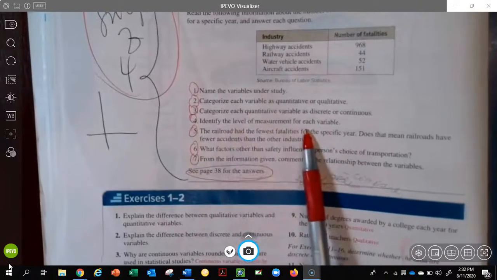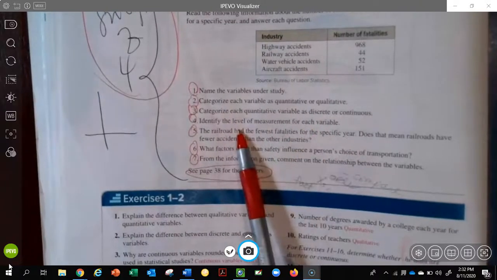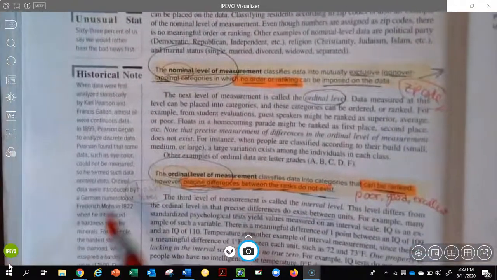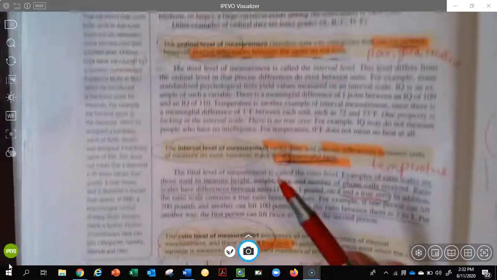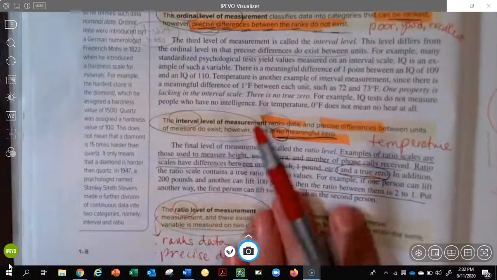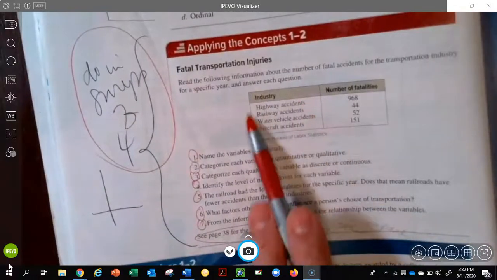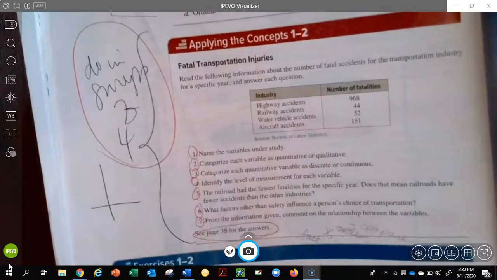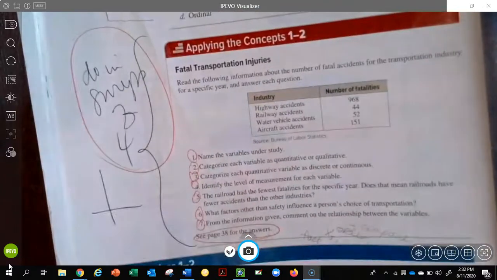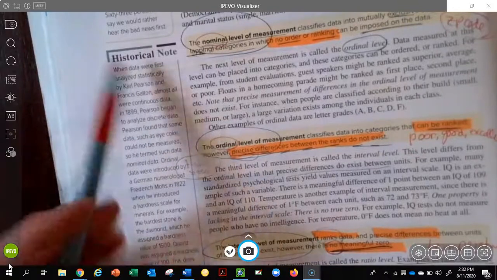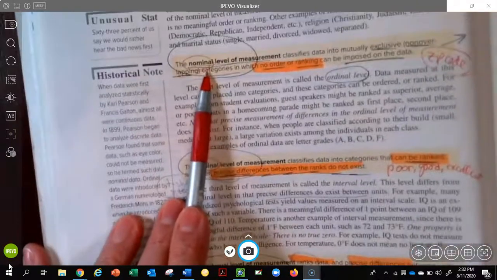Identify the level of measurement for each variable. Level of measurement. That was part of the video that I said you really need to grab some index cards or something, and we're talking nominal, ordinal, interval, or ratio. So let's start with industry. These look like buckets. You're either in highway, railway, water, or aircraft. And so if you're looking at these, the one that turns out to be buckets will be this one.